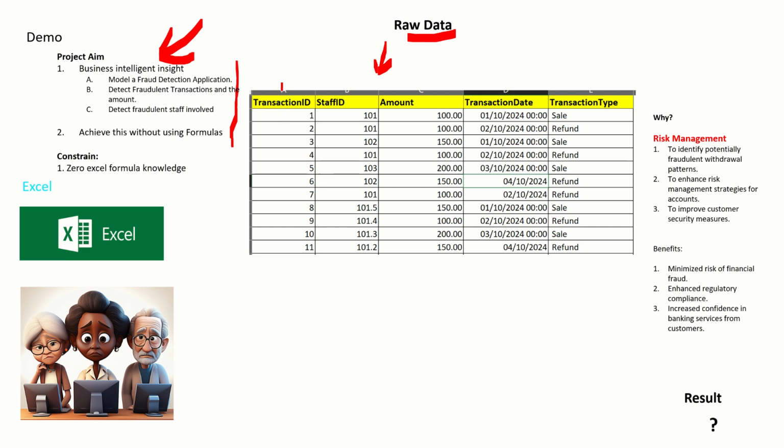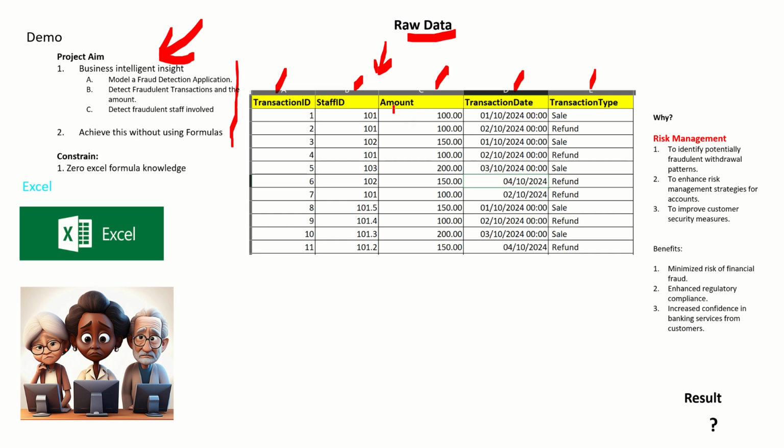I can see they've provided us with 1, 2, 3, 4, 5 columns, and starting from my left hand side, I can see the transaction ID, 1 to 11. We don't know if there is more data. We'll find out next. We have staff ID. Clearly these are the staff involved in whatever is going on. Let's see if any of the staff will be found wanting in any fraud activity.